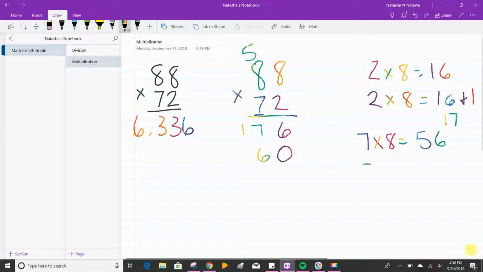Then we're going to do it again. 7 times 8 is 56 plus the 5 equals 61.